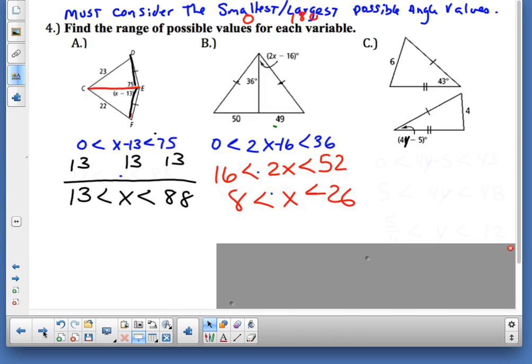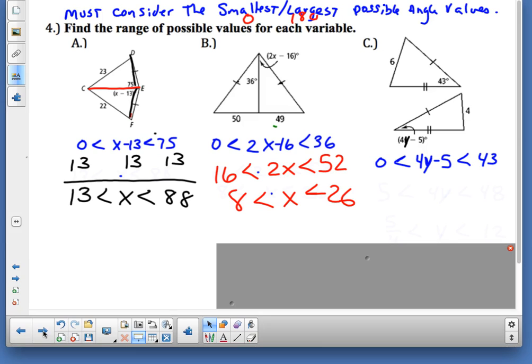Okay, so this next one in C. We're looking at this restriction. I've got 4y minus 5 across from 4. I got 43 across from 6. 43 is the absolute largest one we've got going on, so I got that going on. Okay? Does that make sense?